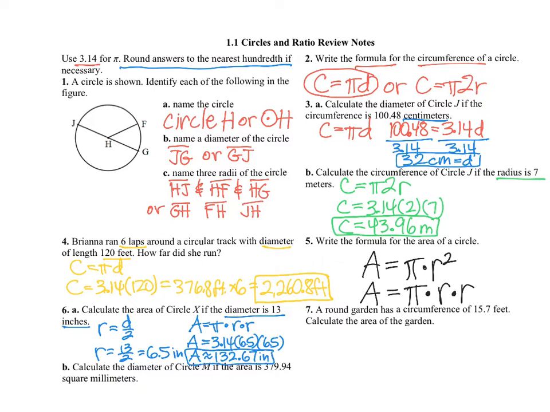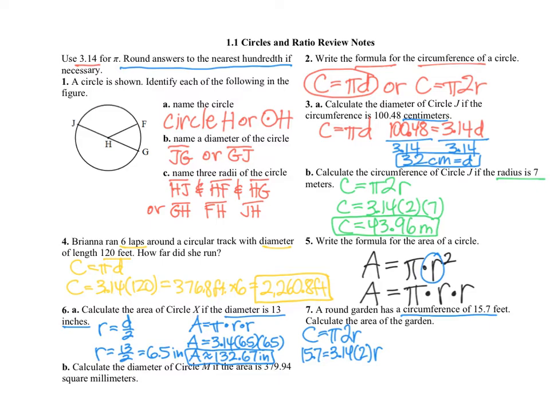All right, number 7. A round garden has a circumference of 15.7 feet. Calculate the area of the garden. Well, this is where we're going to have to do 2 sets of ideas. First of all, we need radius. In order to find the area, we need radius, and we have circumference. So since circumference equals pi times 2 times radius, I replace circumference with 15.7 equals 3.14 times 2 times the radius.